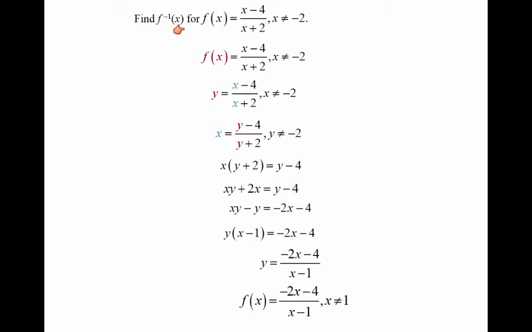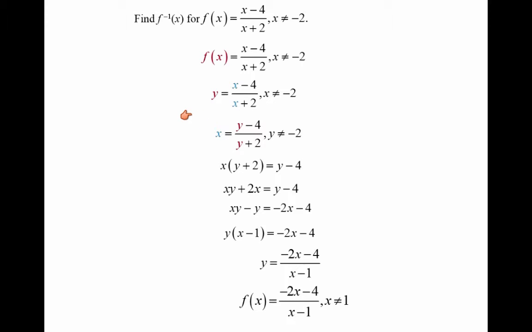Find inverse of f of x if f of x is given to me as x minus 4 over x plus 2. Note that x cannot be equal to -2 because it would make this undefined. Step number 1 is I'm going to replace f of x with y and then go through the first step. First step is to exchange the position of x and y. Everywhere I see y, I'm going to put x. Everywhere I see x, I'm going to put y. And then I need to solve for y.